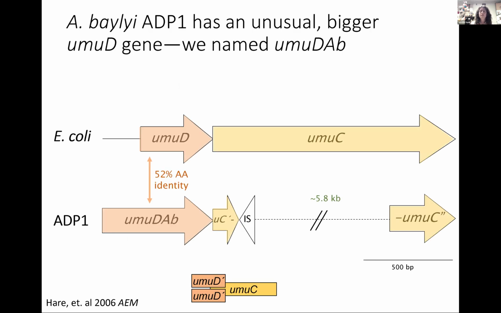For example, we first noticed that not the pathogen, but a different species in this genus has a different form of this UMUD gene. It's extra large, it has an extra N-terminal region at the beginning, and it's next to a screwed up UMUC gene. It's truncated, it's missing most of itself. So this ADP species cannot do SOS mutagenesis.